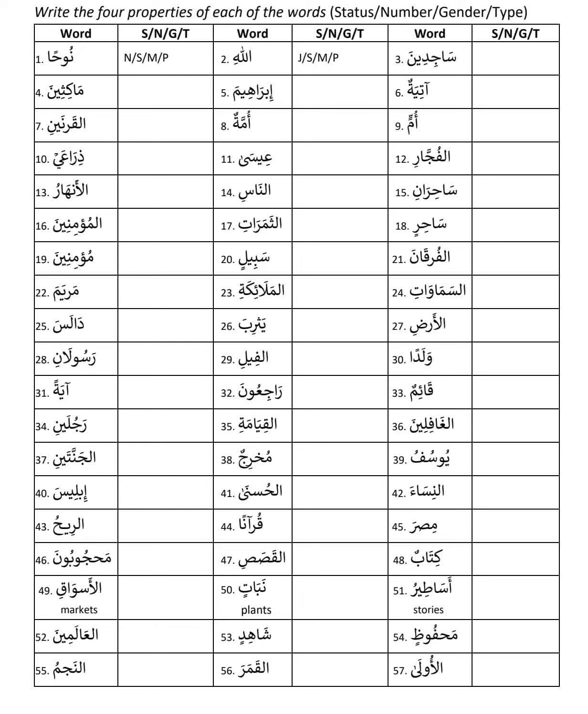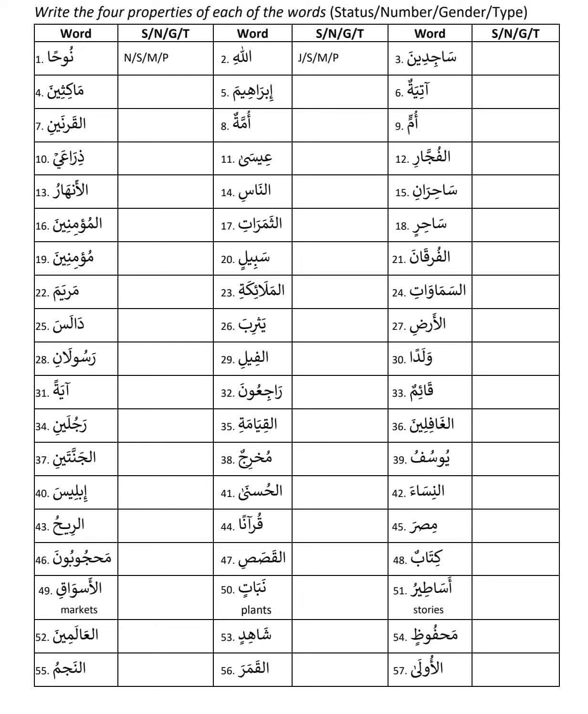We are in the process of studying ism, especially the four properties of the ism: status, number, gender, and type. Up to now, we have completely studied everything, so we have completed the four properties of the ism. Now, if you are given any ism, you should be able to tell all these four properties. Lesson number 9 is the final assignment related to ism.